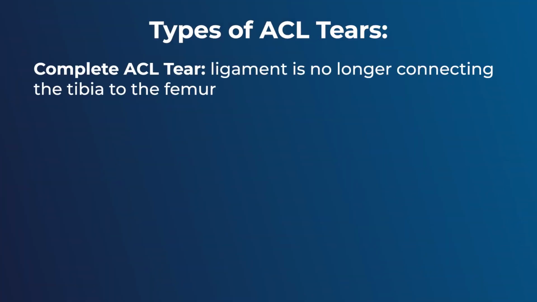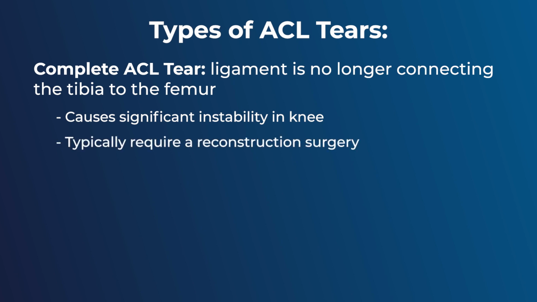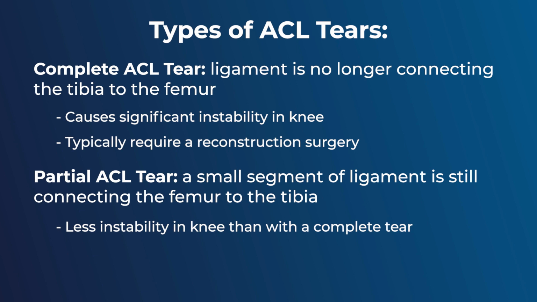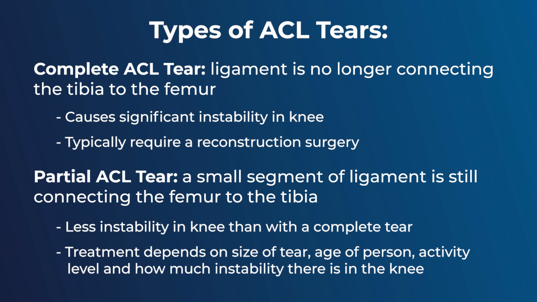So typically, ACL tears are usually classified as either partial or complete. A complete ACL tear is just that. The ligament is no longer connecting the tibia to the femur anymore, and we usually see a significant amount of instability. Usually these types of tears require a reconstruction. A partial tear is also just that. There's a small segment that's still connecting the femur to the tibia, and you don't have as much instability as you do have in a complete tear, but there is some. And the treatment required for that is going to be very much dependent on the size of the tear, the age of the athlete that has the tear, their activity level, and how much instability the knee has.